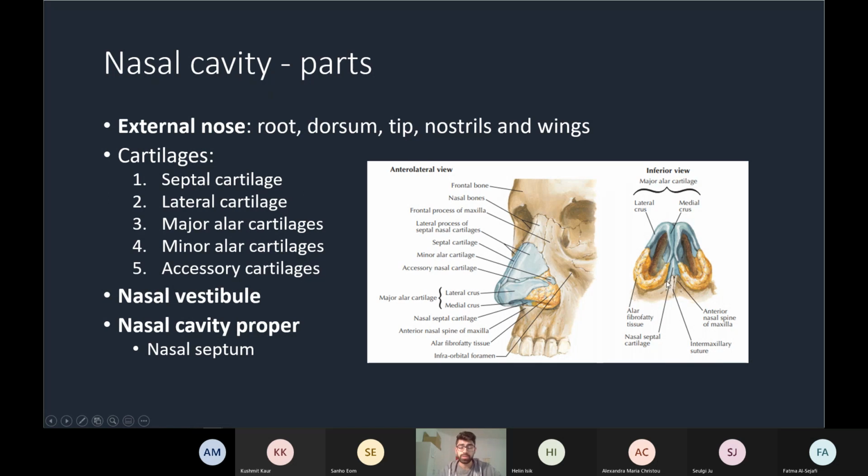And the nasal cavity proper is what we looked at in the previous slide. This is the cavity which projects into the skull, and this is divided in the midline by the nasal septum.